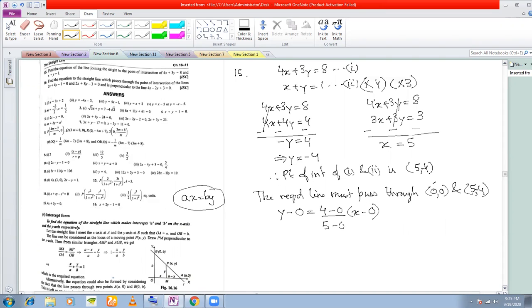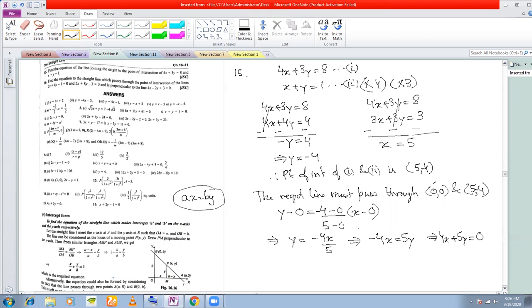So y minus 0 is equal to minus 4 minus 0 by 5 minus 0 times x minus 0. This is y equal to minus 4x by 5. That means 5y is equal to minus 4x, or you can write 4x plus 5y is equal to 0.